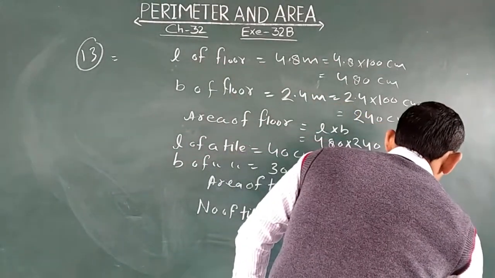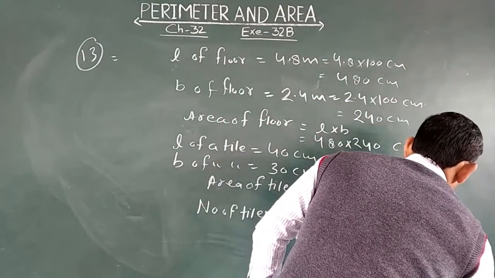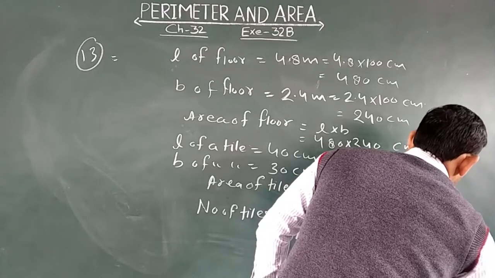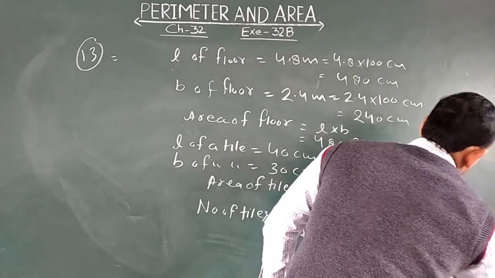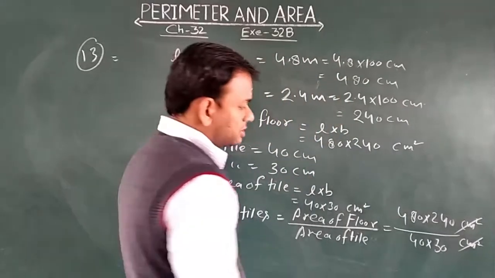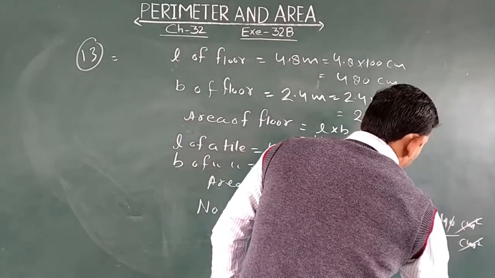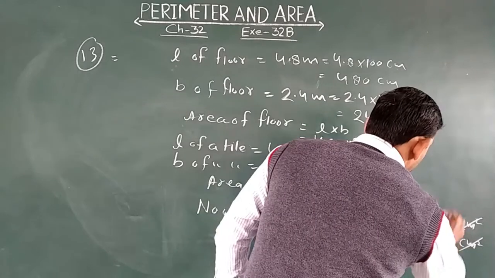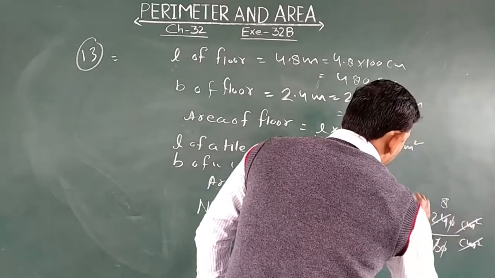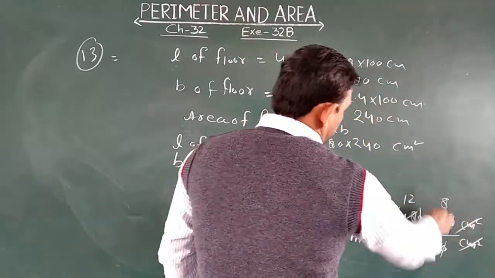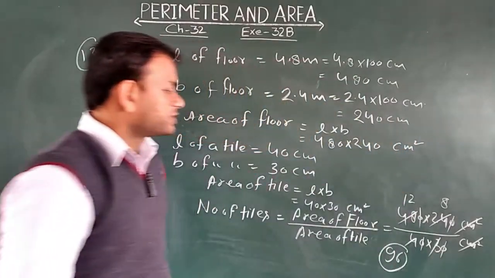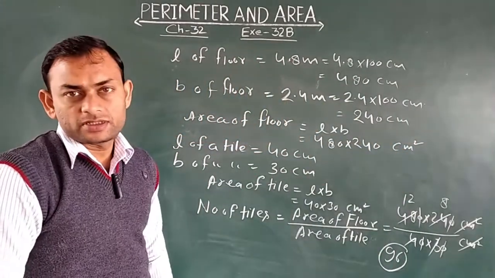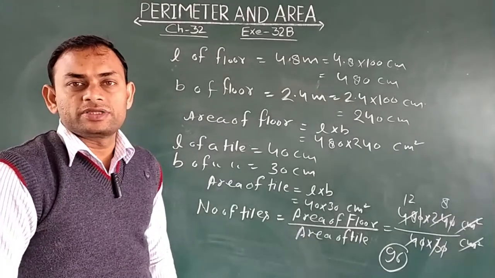We have got 40 into 30. Both are in centimeter square, so centimeter square to centimeter square will be cancelled. Now we will just solve it. 0 to 0, 0 to 0 will be cancelled. 3 8s are 24 and 4 12s are 48. So 12 into 8, 96. Means 96 tiles will be required to set on that floor.